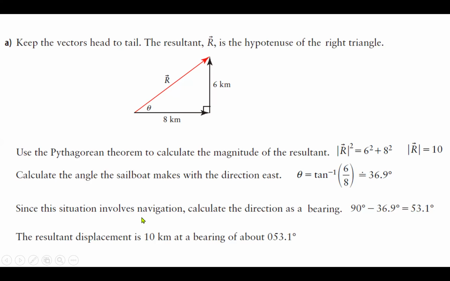Since this situation involves navigation, calculate the direction as a bearing. We find that the bearing is 90 degrees minus 36.9 degrees, which is 53.1 degrees. So the resultant displacement is 10 kilometers at a bearing of about 053.1 degrees. Now, do you have any questions?